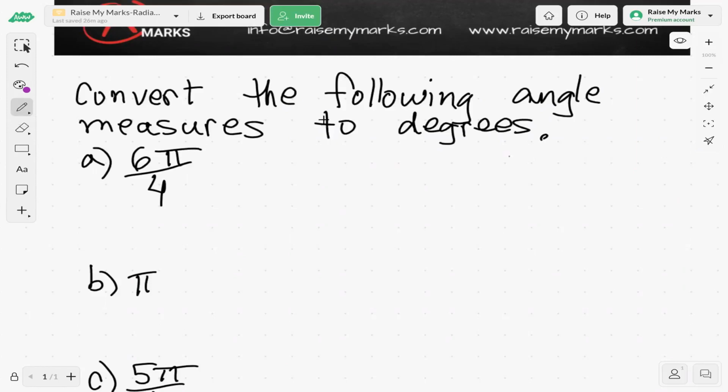So we're going to use this relationship where pi radians equals 180 degrees. So wherever we see a pi, we're going to replace it with 180 degrees and see what we get.